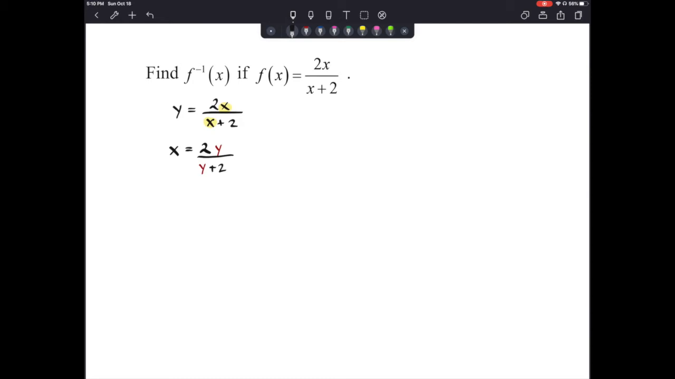Okay, so we're just switching all the x's and all the y's. So anything that was an x is now a y, and anything that was a y is now an x. Let's cross multiply here. We've got x times the quantity y plus 2 equals 2y.